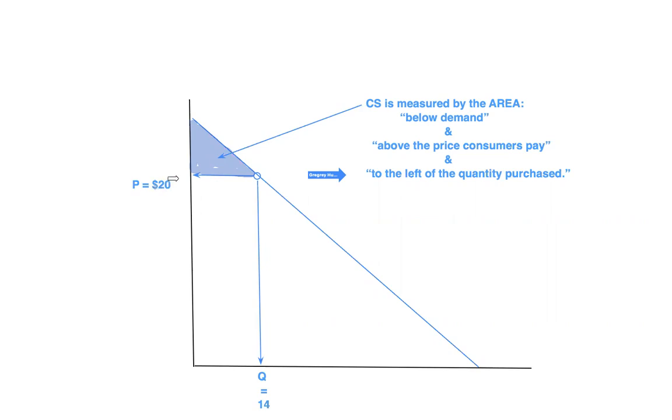So in this example here, it's supposed to be a price of $20. And then that point on the demand curve is associated with a quantity of 14 units. That would be the quantity demanded. It's what consumers want to purchase if they face the price of $20. And so this highlighted area in blue is the area that's below the demand curve, above the price consumers are paying, and to the left of the quantity that they would purchase.